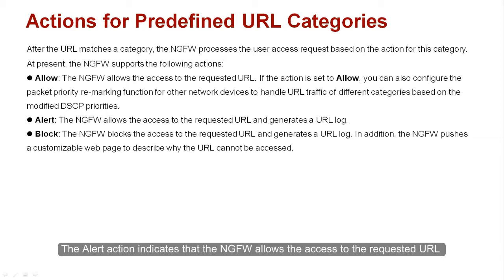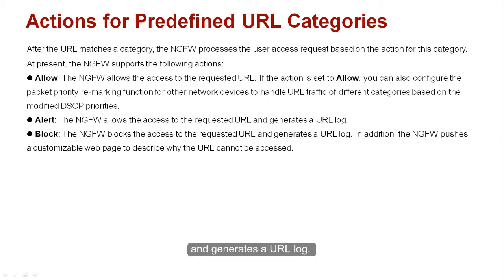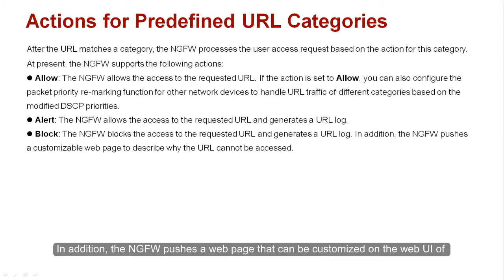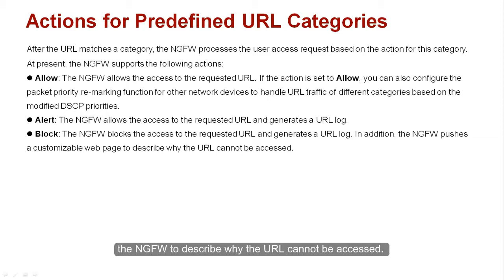The alert action indicates that the NGFW allows the access to the requested URL and generates a URL log for subsequent audit on user behavior. The block action indicates that the NGFW blocks the access to the requested URL and generates a URL log. In addition, the NGFW pushes a web page that can be customized on the web UI of the NGFW to describe why the URL cannot be accessed.